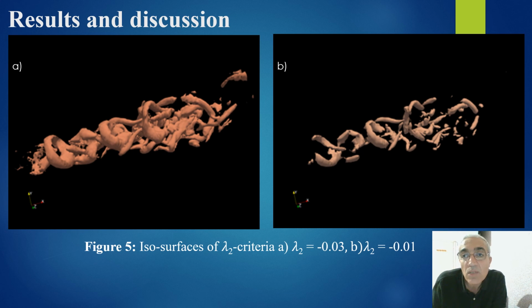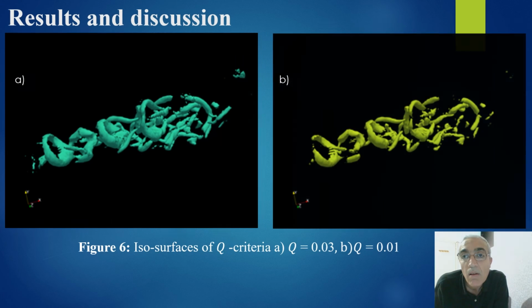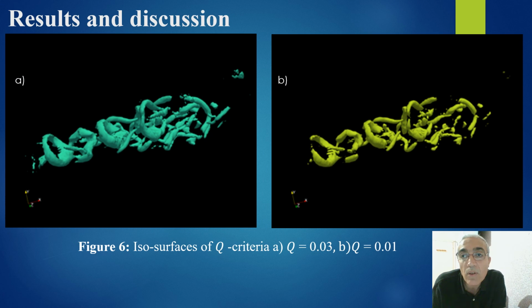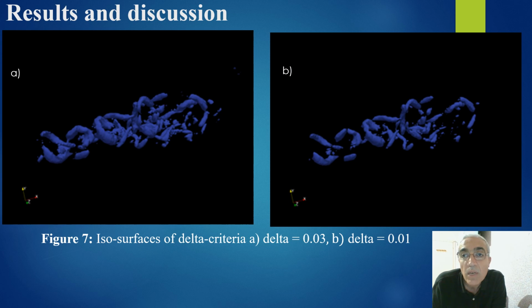Figure 5 shows the vortex structure given by the isosurface of lambda 2 equal minus 0.03 and lambda 2 equal minus 0.01 at time step t equal 1900. Figure 6 shows the isosurface of Q equals 0.03 and Q equals 0.01 at the same time step. Figure 7 shows the isosurface of delta equals 0.03 and delta equals 0.01 at the same time step.